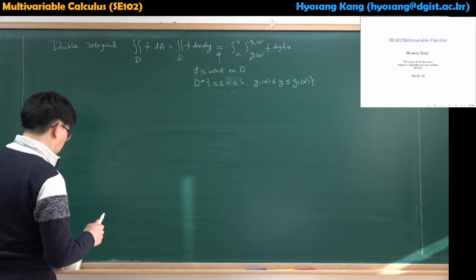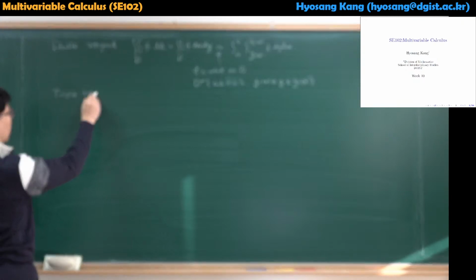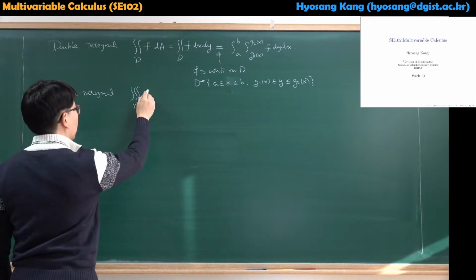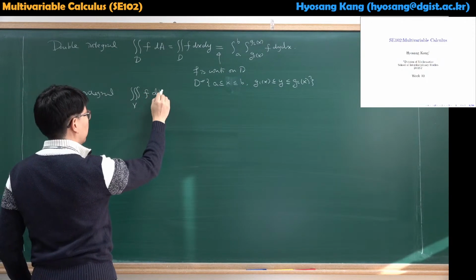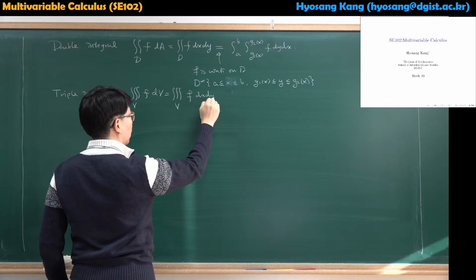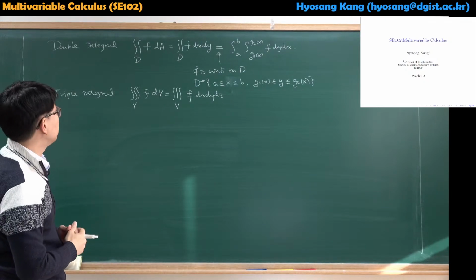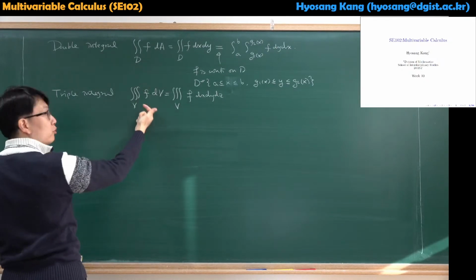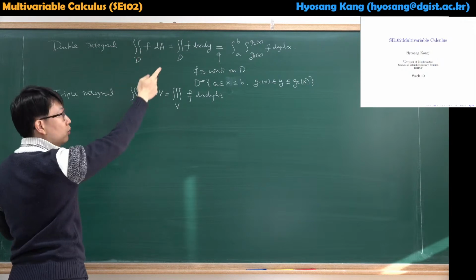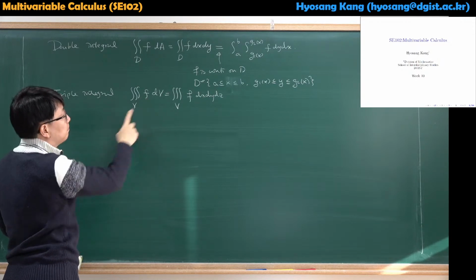And the triple integral is also similarly defined. We have the integral denoted by three integral signs, f and dV, or sometimes it's denoted by dx, dy, dz, assuming that V is a bounded region inside of xyz space. So the difference between double and triple is this function. In double integral, the integrand is a two variable function defined on x and y. Here we have a three variable function defined on x, y, z variables.